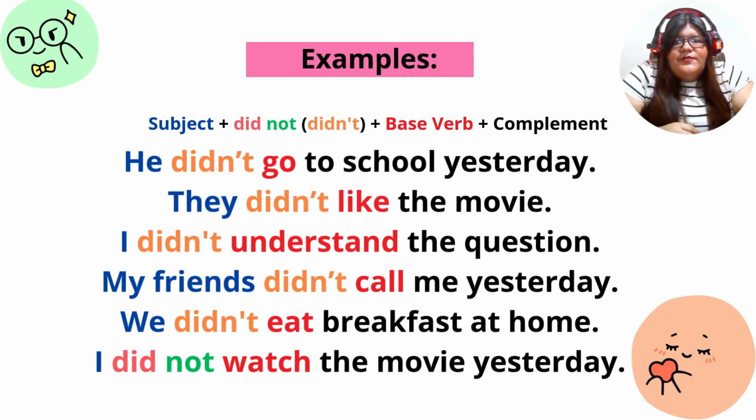Then we have my friends didn't call me yesterday. We didn't eat breakfast at home. I did not watch the movie yesterday. If you see here, it's the same. Even if you decide to say did not, the verb remains the same in its base form. It's up to you if you want to use negative with contraction or without the contraction, right?